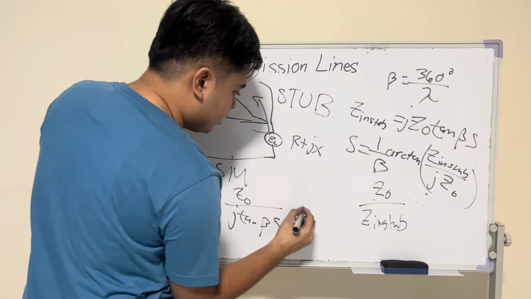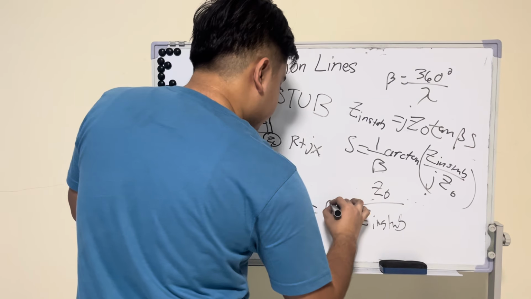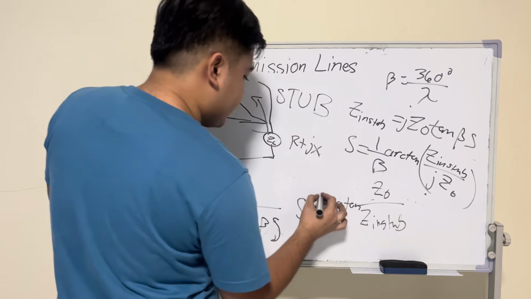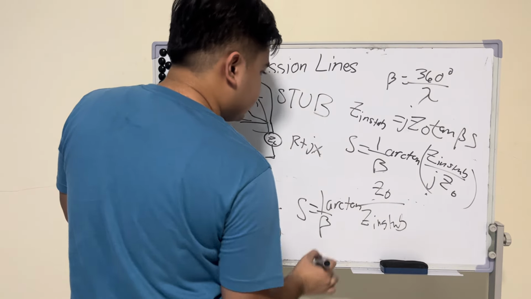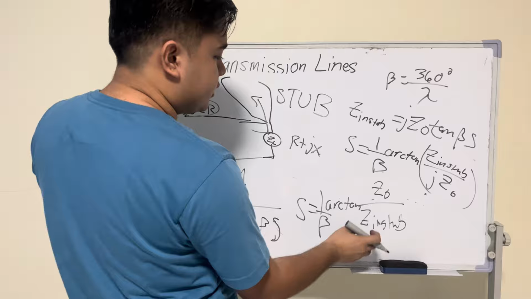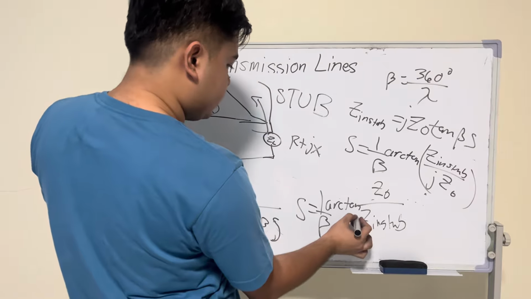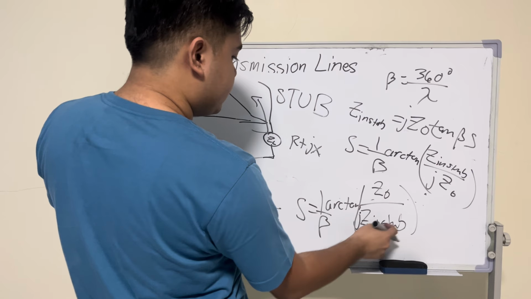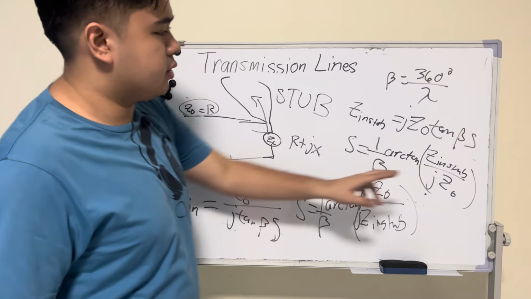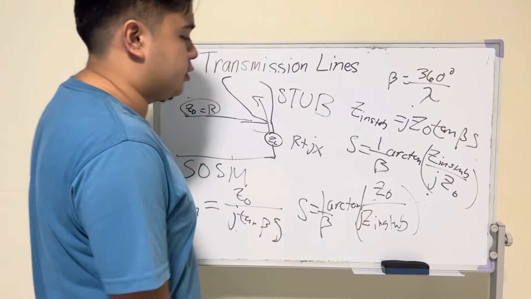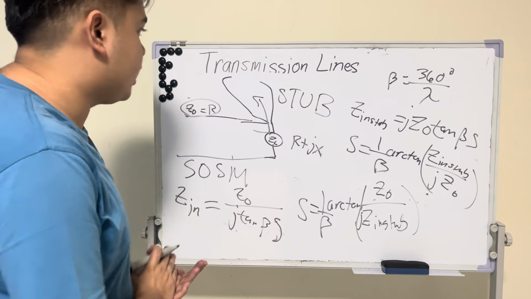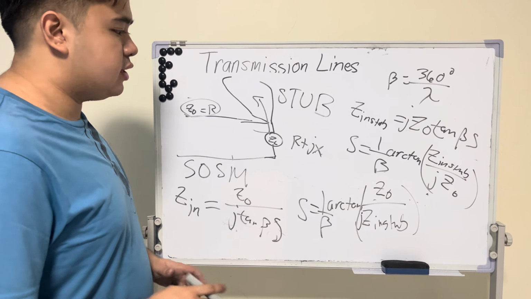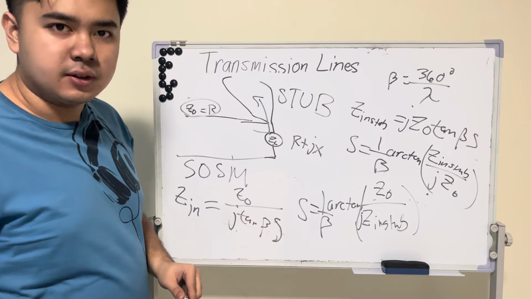So let's rearrange, and then we have to divide by beta as usual. So the difference is that, oh hang on, the j is missing. There you go. So jZ in stub in the denominator. So it's just this and that got switched over. Everything else looks the same. So this is series stub matching.